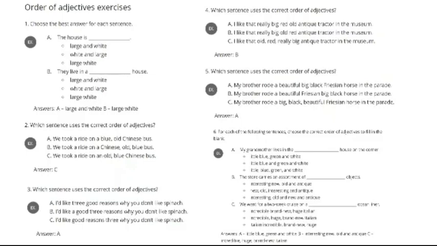Third question, which sentence uses the correct order of adjectives? The answer is A. I would like 3 good reasons why you don't like spinach. Next, B. I like that really big old red antique tractor in the museum. Fifth, A. My brother rode a beautiful big black Friesian horse in the parade. Sixth, my grandmother lives in the dash house on the corner, little blue green house.